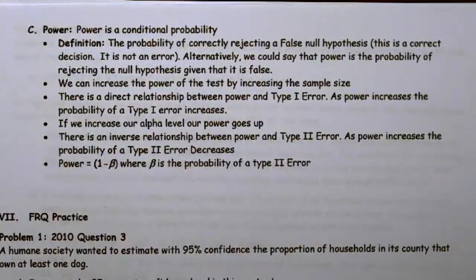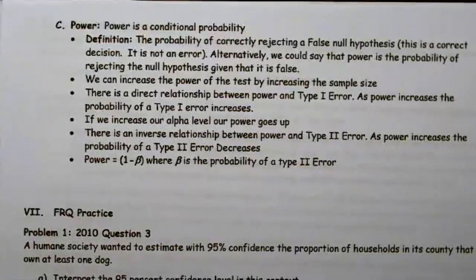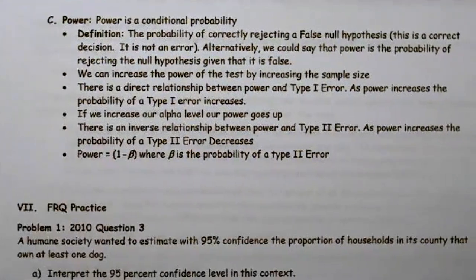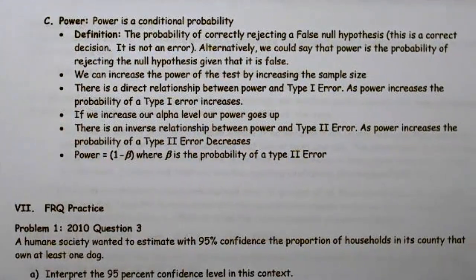Once again, another conditional probability, it's power. Now, type 1 and type 2 are errors. Power is actually doing the correct thing. It's the probability of correctly rejecting a false null. It's a correct decision. Alternatively, we could say that power is a probability of rejecting a null given that it is false.